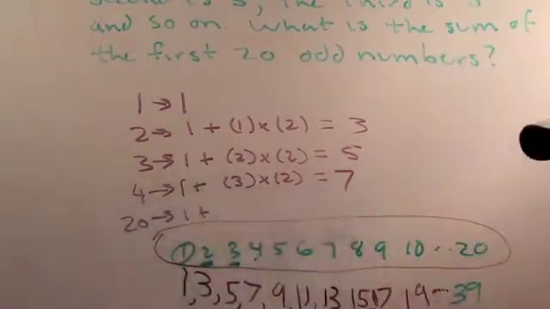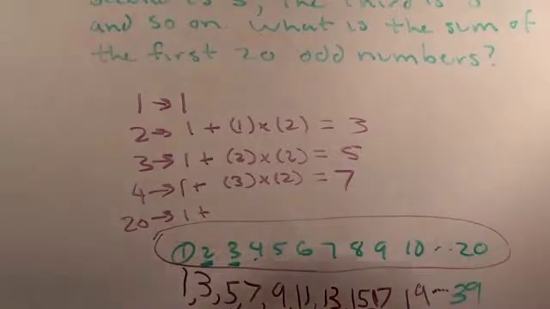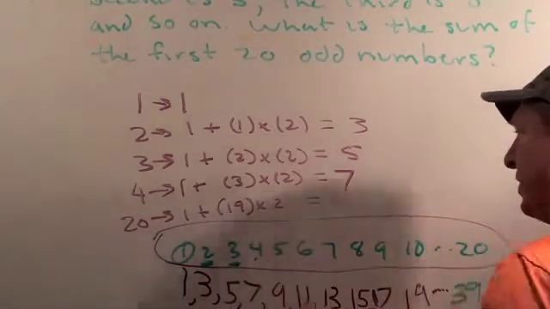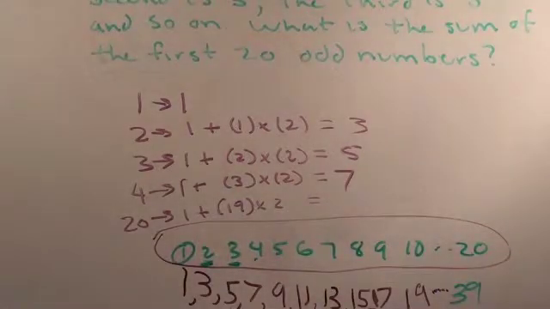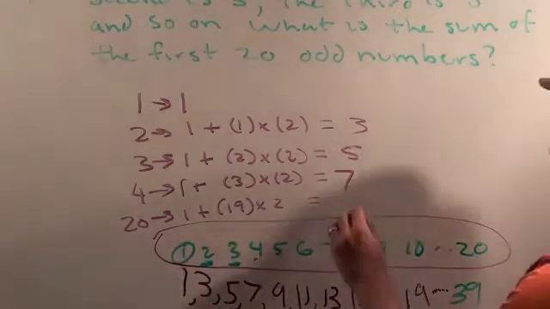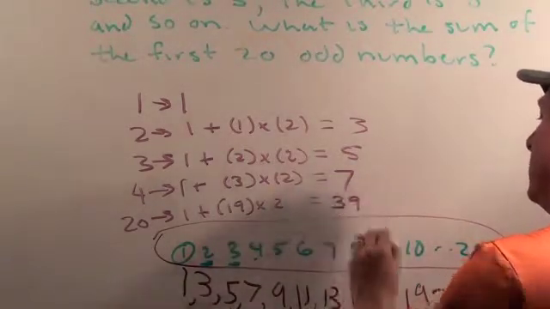1 plus 19 times 2. And what does that equal? 39. Okay, because what's 19 times 2? 38. So it's 1 plus 19 times 2, which is 39. Okay?